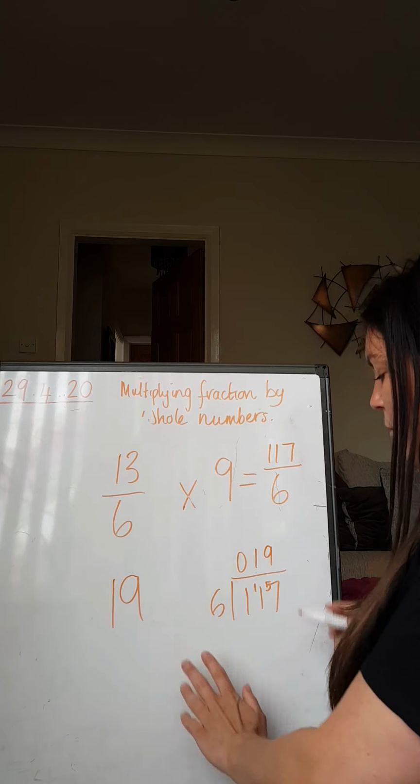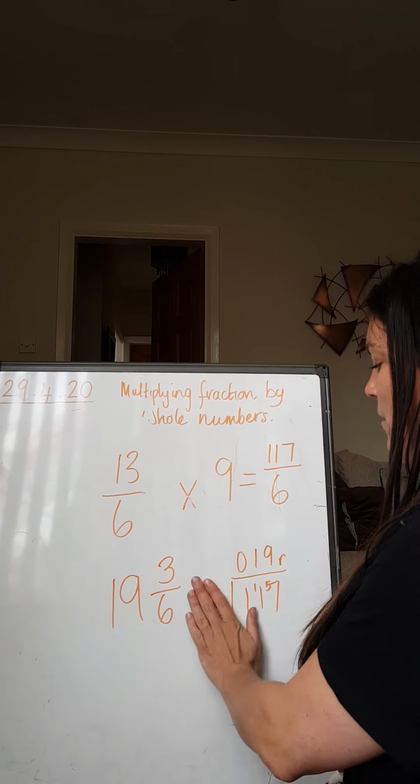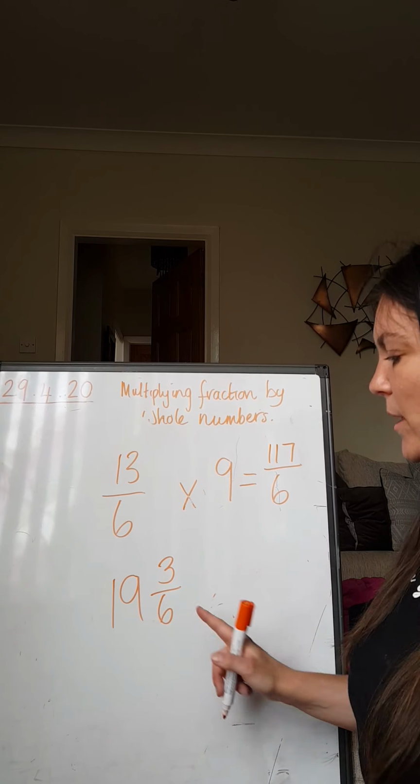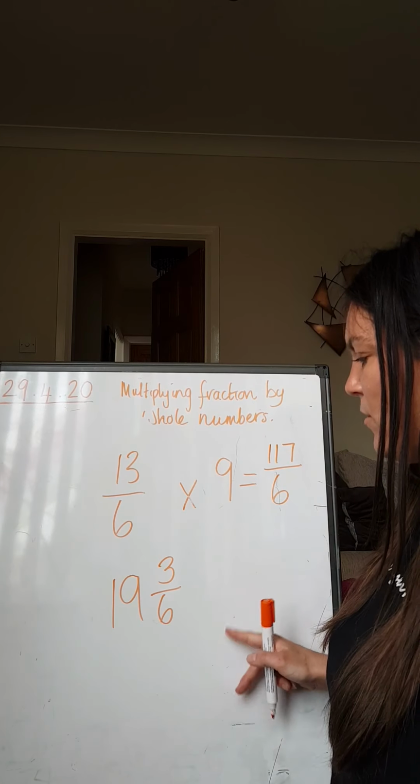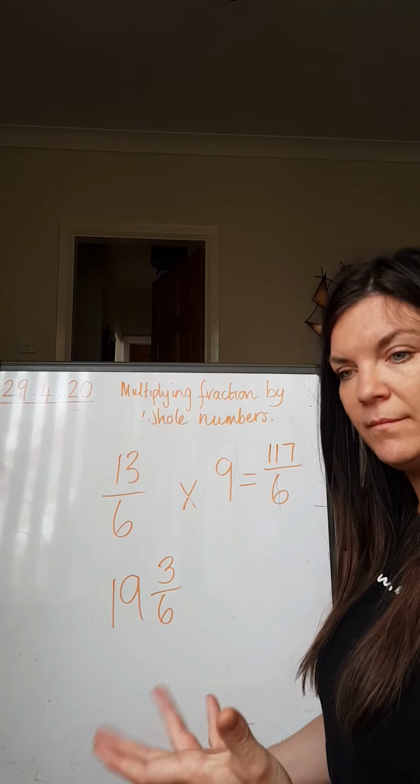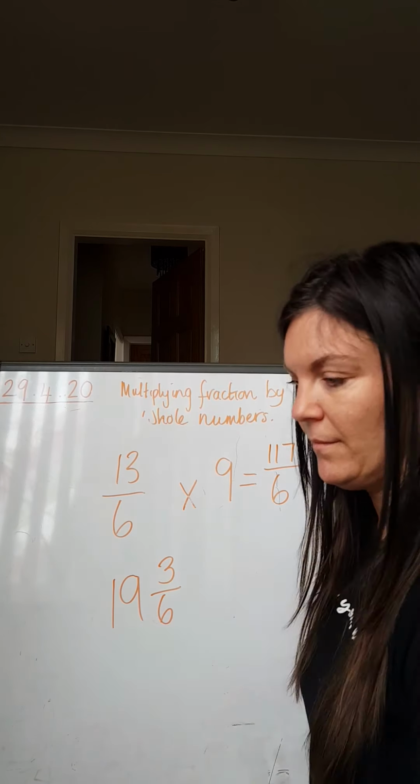And what was the remainder at the end? 54, 55, 56, 57. 3 what? 3 sixths. There's that 3 sixths popping up again. Get a bonus point if you can simplify that into a different fraction. So 19 and 3 sixths. Okay, that was question number 10.